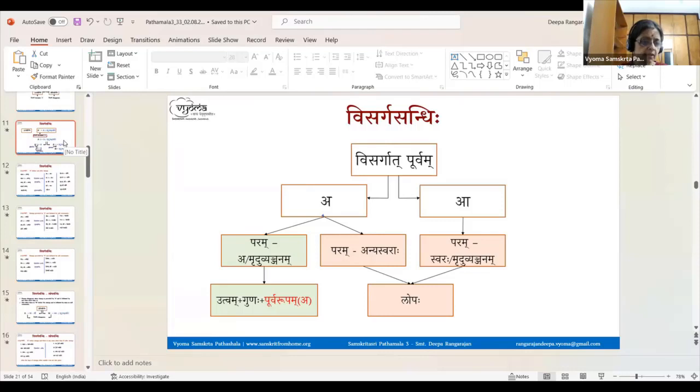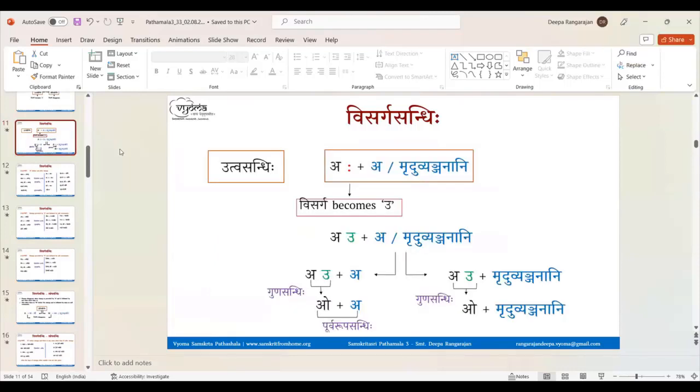Visarga is not removed. Visarga becomes ukara. After that, u plus the preceding akara only changed to u. Why, when the paraswaram is not directly a, are you using the gunasandhi? As per the gunasandhi rules, we should have only e, u, r. How does it change to o? I don't understand that.